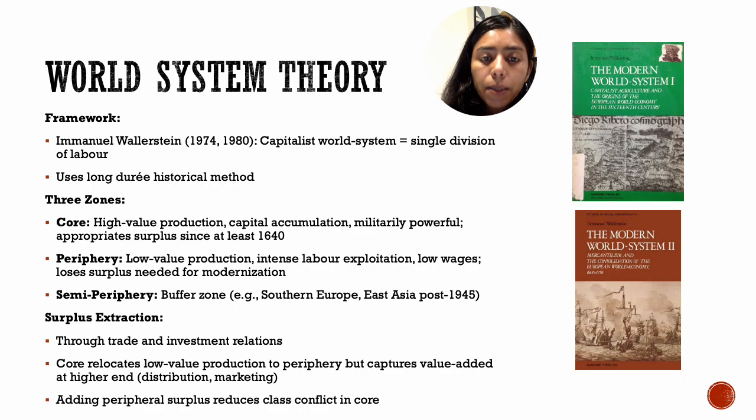Now, surplus extraction in this theory occurs through trade and investment relations between the core and the periphery, where the core relocates low value production to the periphery but captures value added production at the higher end.